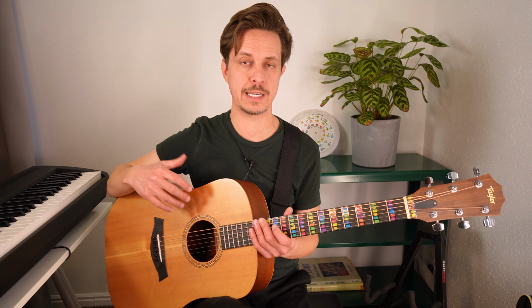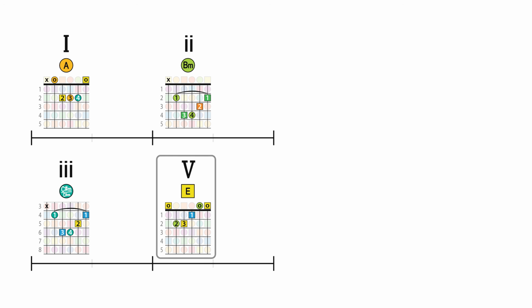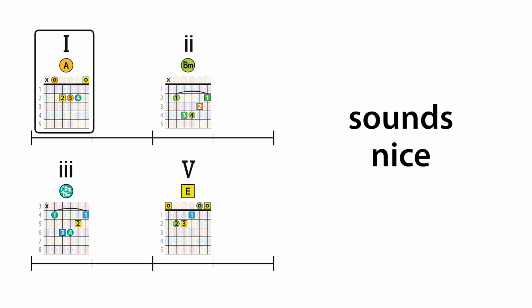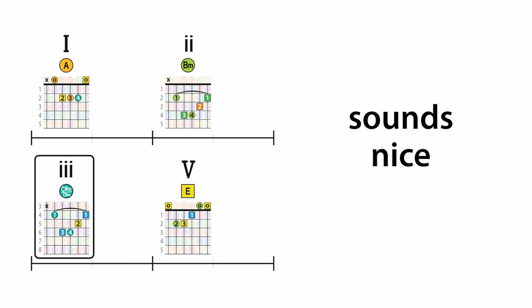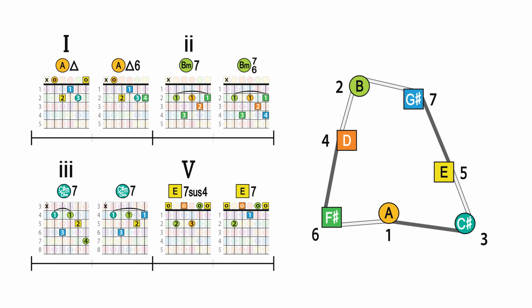And for one more example here, let's take another basic progression and give it some more interest using fancier chords derived from the key's circle of thirds. This progression is in the key of A, major 1, minor 2, minor 3, major 5, and it sounds nice enough. But by enhancing it with these spicy chords derived from A's circle of thirds, the progression goes to another level.